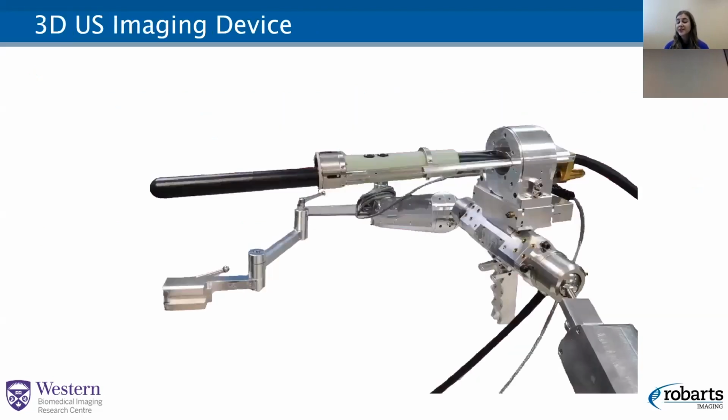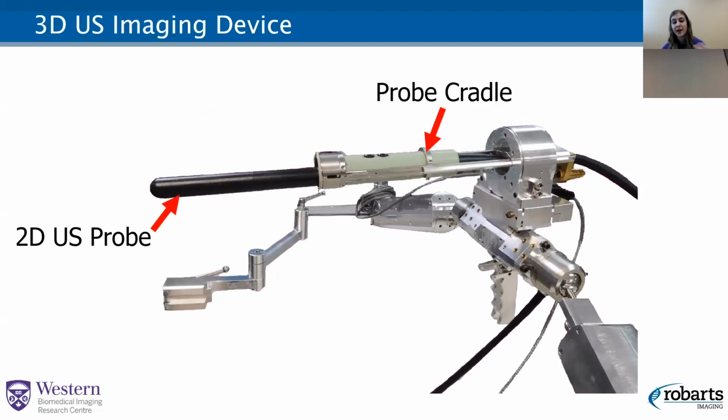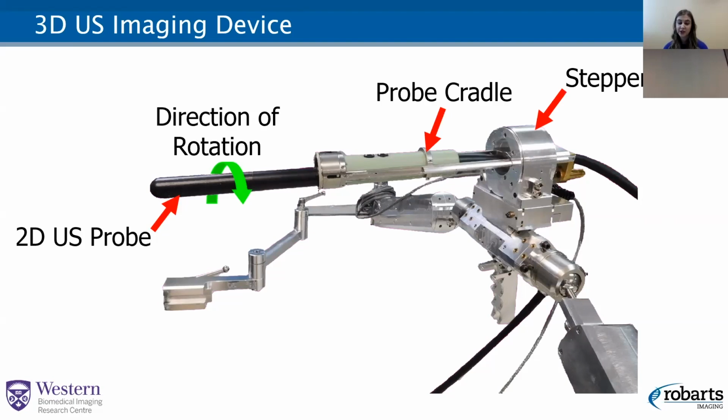Here you can see a prototype of our 3D ultrasound imaging device. It makes use of a conventional 2D ultrasound probe that's already available in the operating room. That probe is placed into a probe cradle and rotated through a range of motion using a stepper motor in order to generate the image. This large silver piece that you see surrounding it is just a stabilizing system which connects to the patient's bed and supports the system and prevents any motion during image acquisition.